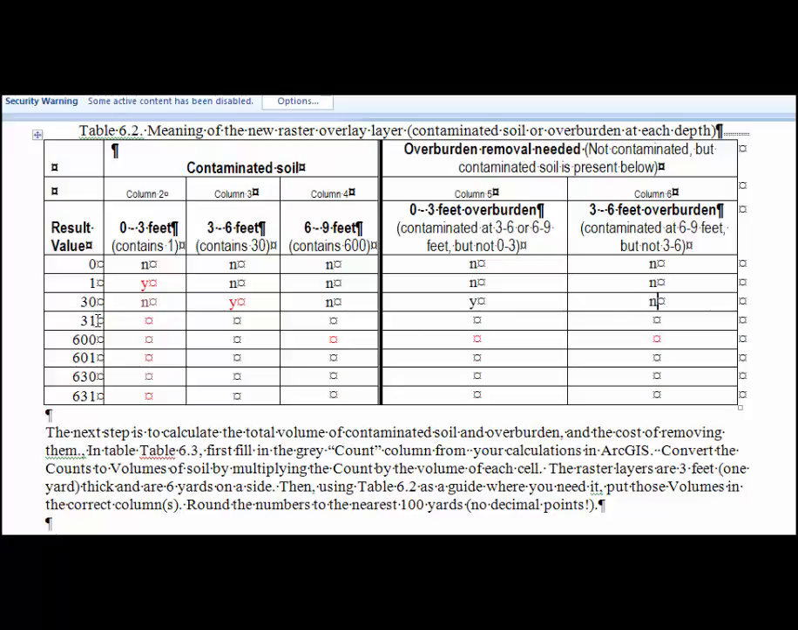My 31 is an interesting case where the top layer is contaminated and the next layer down is contaminated. So contaminated soil, yes. Contaminated soil, yes. But this, nothing yet. Any overburden? No. Both layers are contaminated.